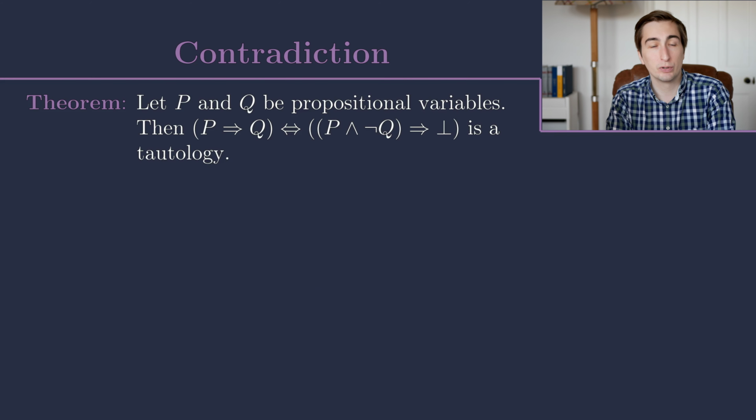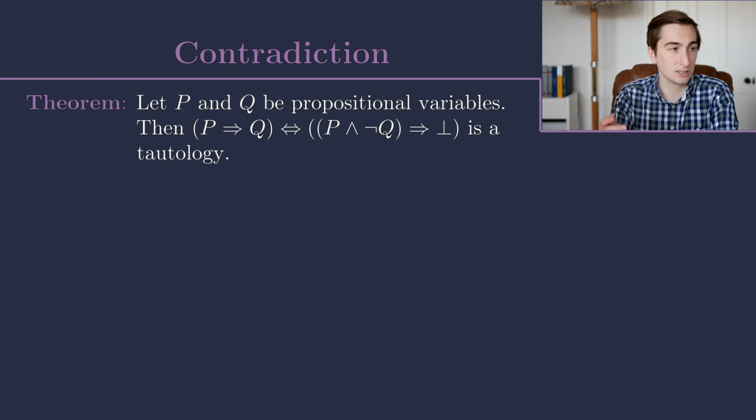So we've got P and Q are propositional variables, and we've got an implication statement, P implies Q, and we say that is equivalent to P and not Q implies contradiction. So let's analyze this again before we prove it.